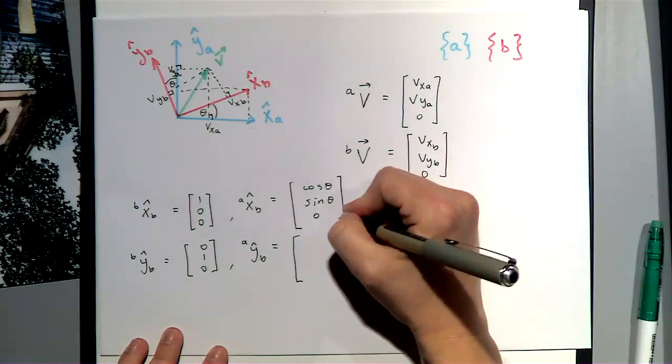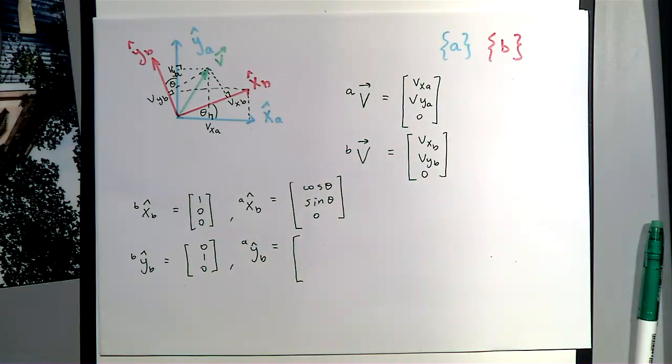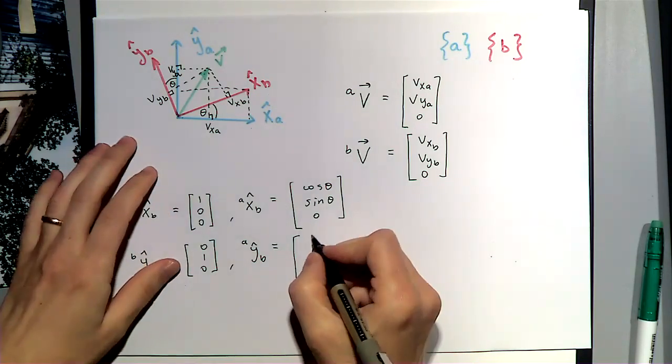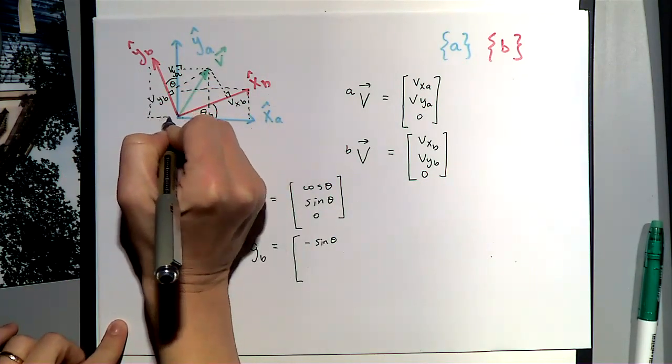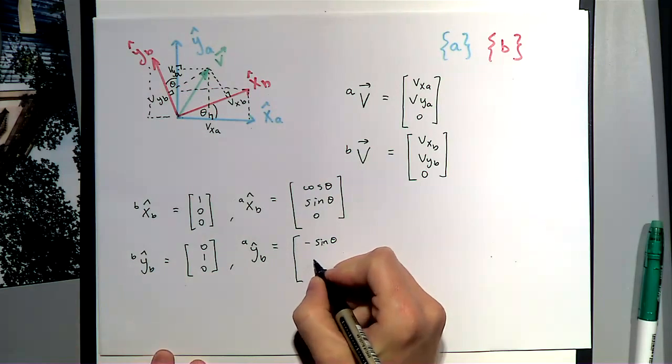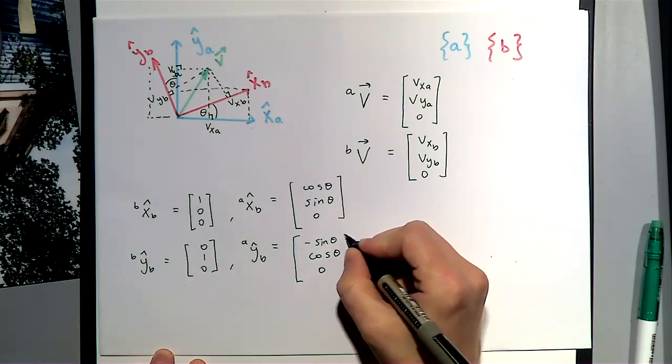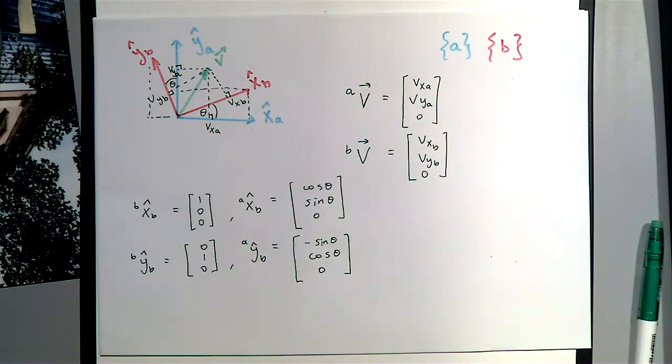Right. And how about YB projected onto the axis of frame A? How do I represent YB in frame A? Minus sine theta. That would be the projection. Cosine theta and 0, right? So this is step 3, representing the axis of frame B in frame A.